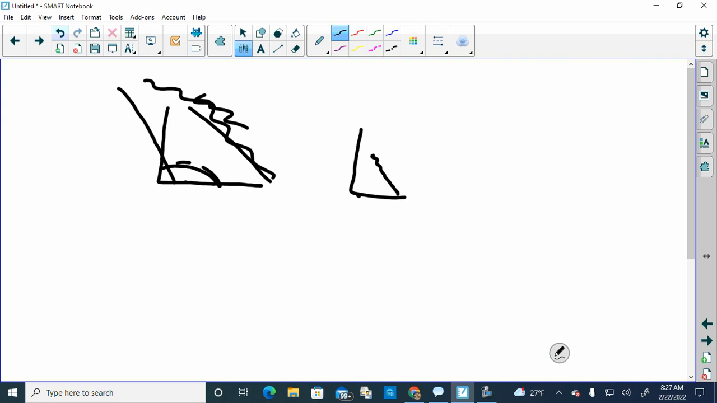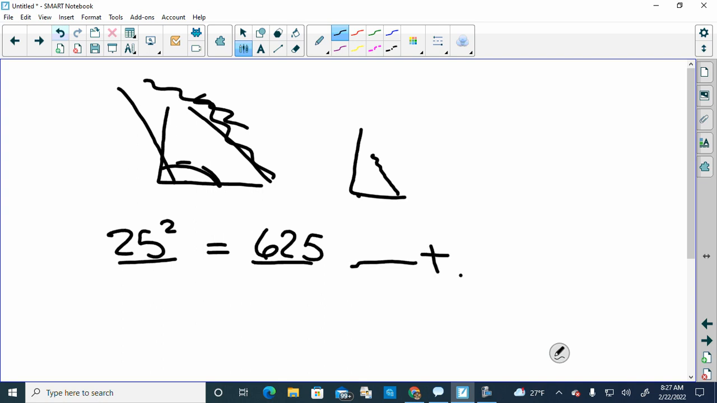Which one is my C of those numbers? 25, because it's always the bigger side. So your first fill in the blank, you're going to write 25 squared. What does 25 squared equal? 625. That's your next blank. What were my other 2 sides, my A and my B? We're going to put 20 first, so 20 squared.